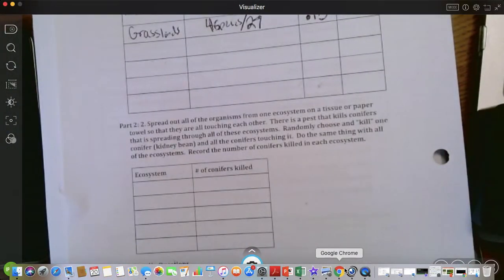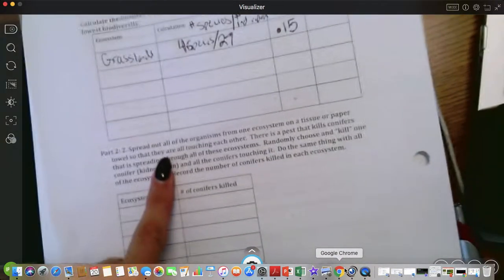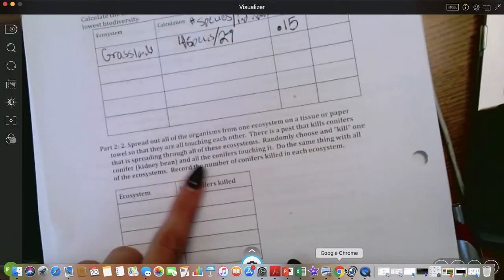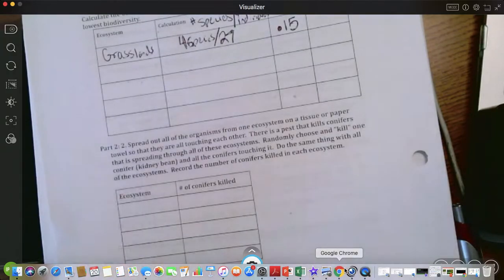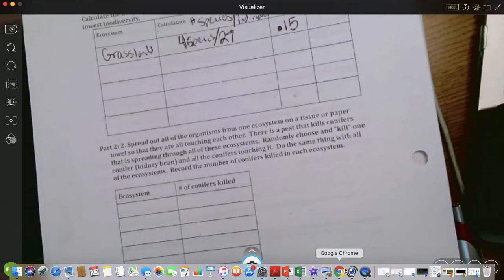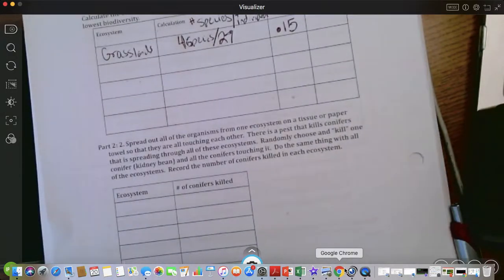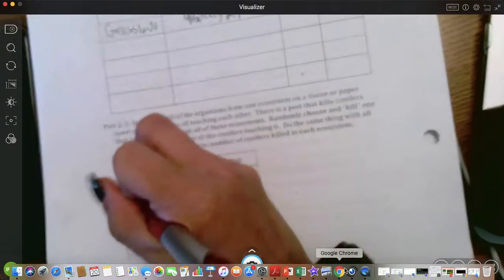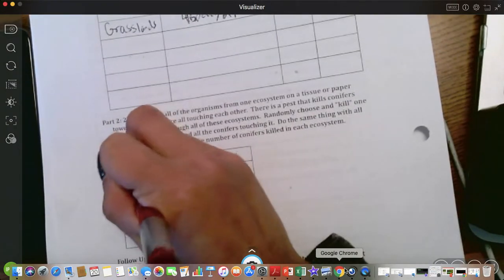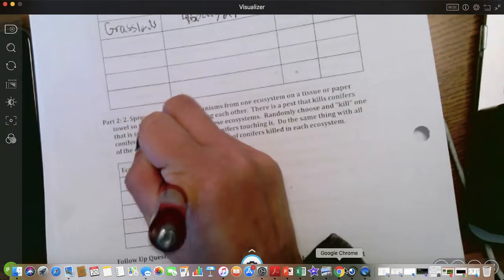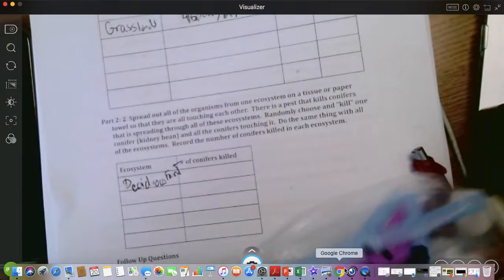For part 2, I'm going to put this back in the bag if I can find where the bag is. There it is. I found it. All right, part 2, we're looking at the vulnerability of an ecosystem, and specifically at the little beans. Each of these baggies, no matter what biome you have, has beans. So let's pick deciduous forest because it's right here. Again, list your ecosystem. My ecosystem is deciduous forest. I'm going to squeeze that in there. There we go. And you're going to empty it out.